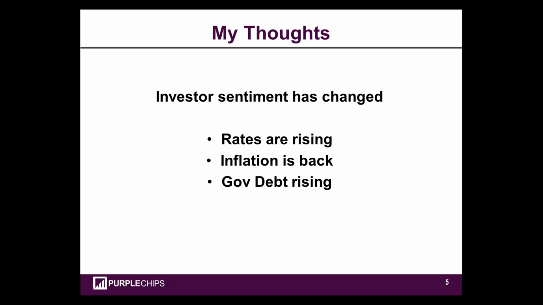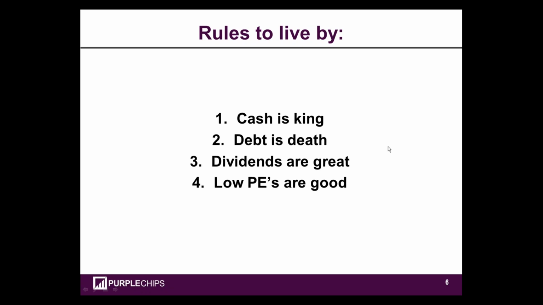These are all pretty big things, and I think these are game changers. So we have to be prepared for these things. The rules that I think we need to live by in the purple chips world is that number one, cash is king. So we've always got to have some cash to be ready to seize opportunities, because I think we're going to be in an environment where we'll be swimming against the current, and we have to be very, very picky about what we buy.